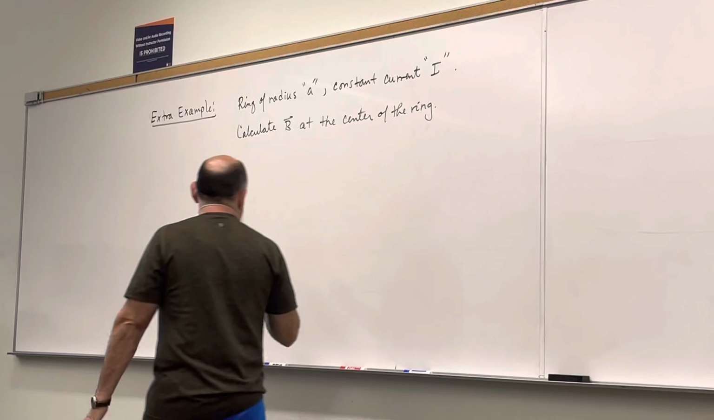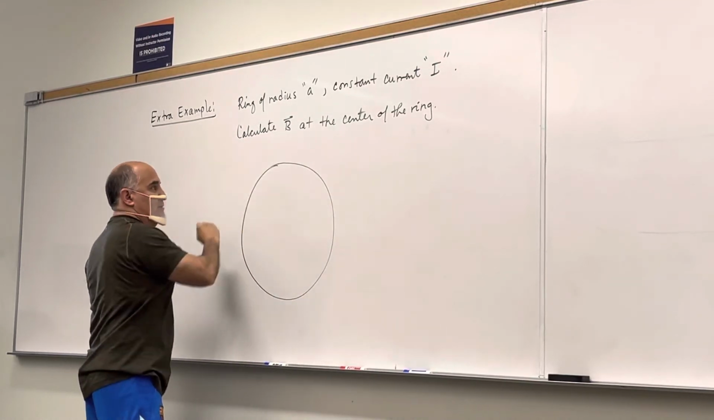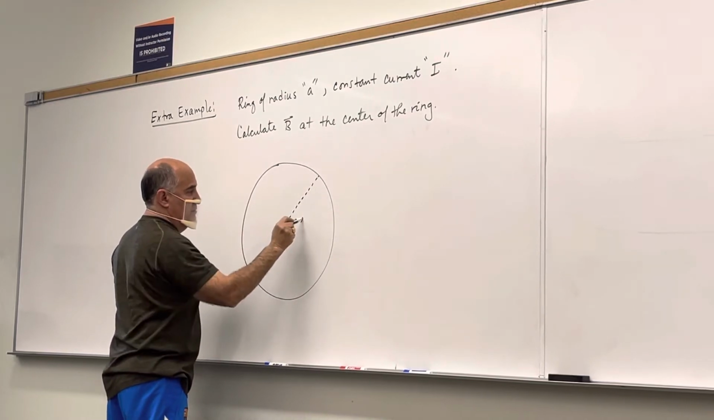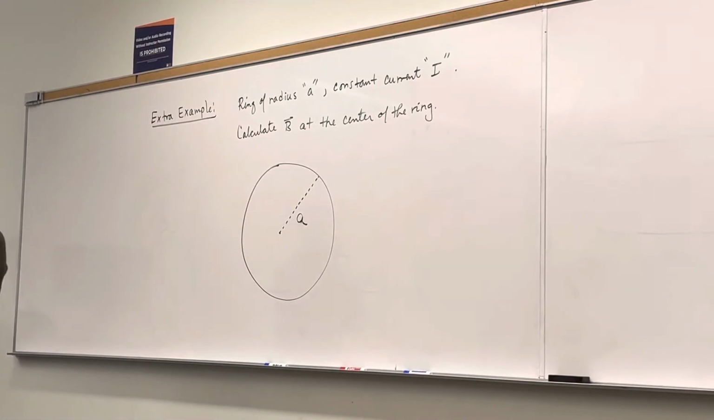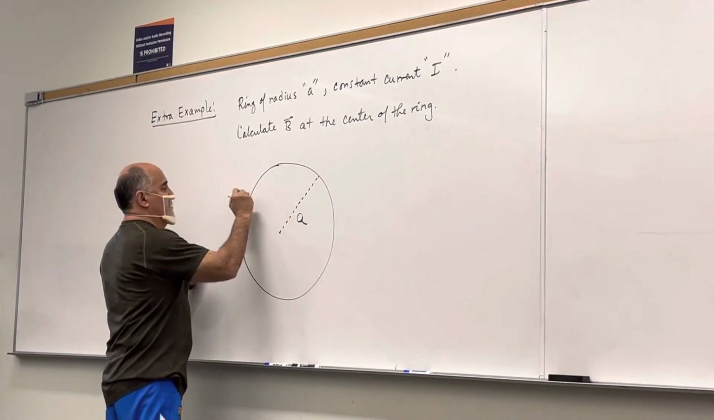All right, so we have a ring like this. The radius is A. Which direction would you like the current to be in? Clockwise or counterclockwise? Clockwise. All right. So I'll make the current in the clockwise sense.